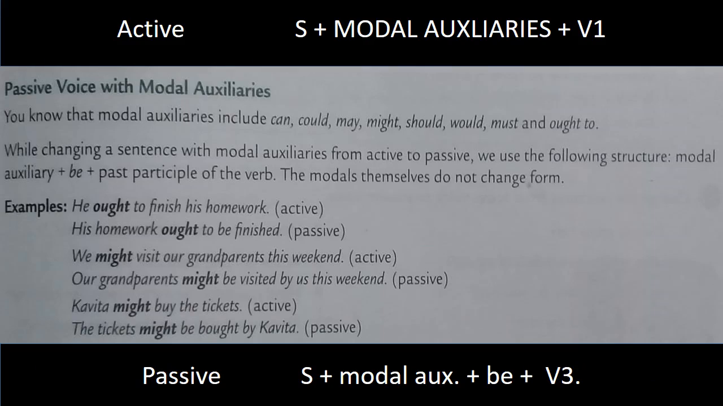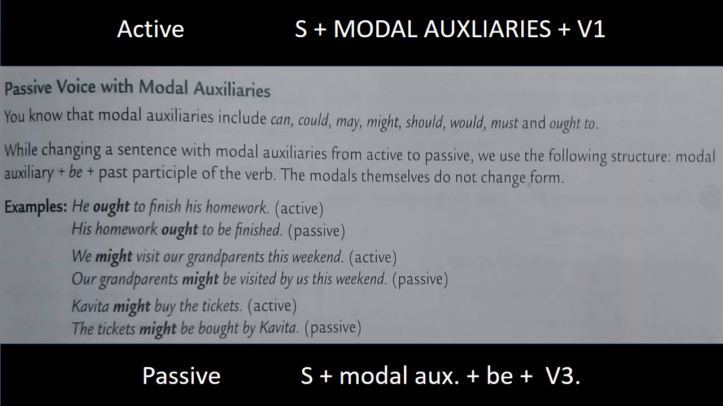Now, passive voice with modal auxiliaries. You know that modal auxiliaries include can, could, may, might, should, would, must and ought to. The structure of an active sentence using modal auxiliaries is subject plus modal auxiliary plus verb first. With modal auxiliaries we use verb first.